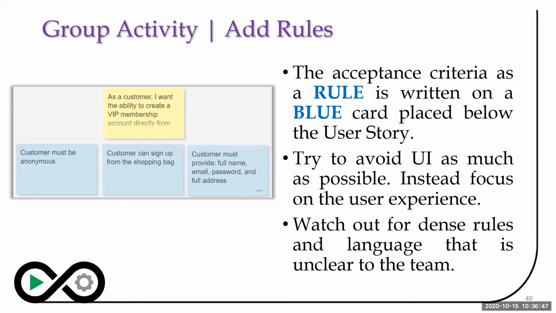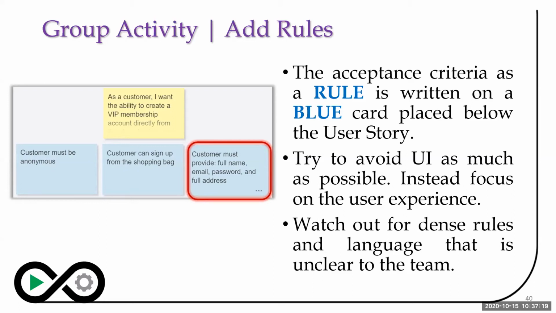In an ideal state, you want to avoid UI. You want to avoid the how they're accomplishing it, because you could have different paths to accomplish the same thing. You want to focus on what they are accomplishing and why, that user experience focus. You want to avoid dense rules that are unclear. Here's a great example of a super dense rule: customer must provide full name, email, password, and full address. That's a rule.